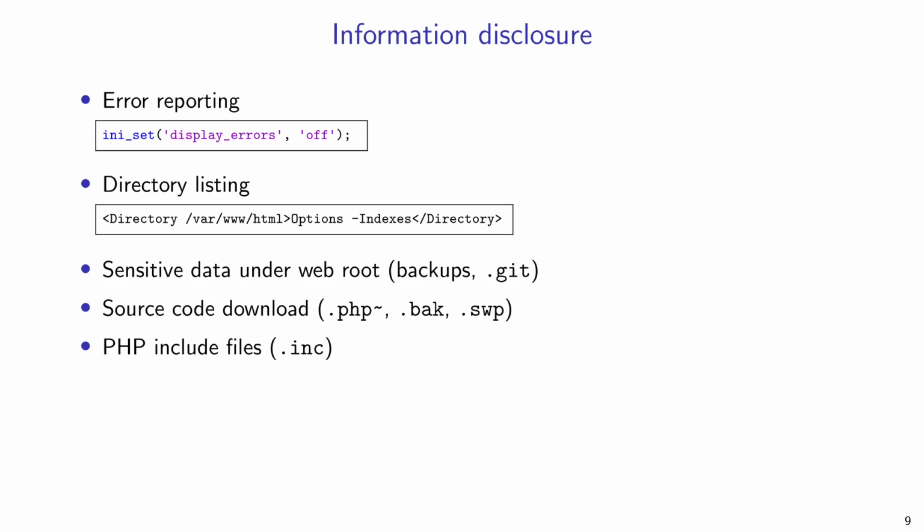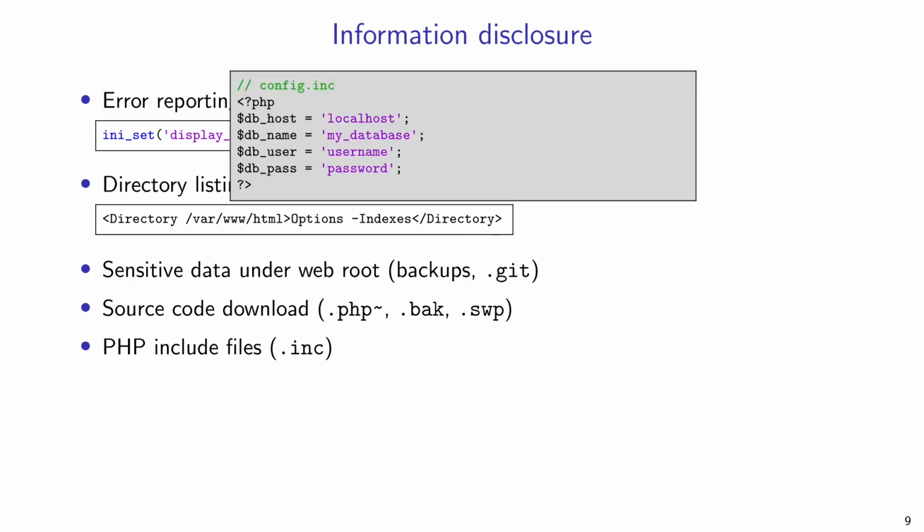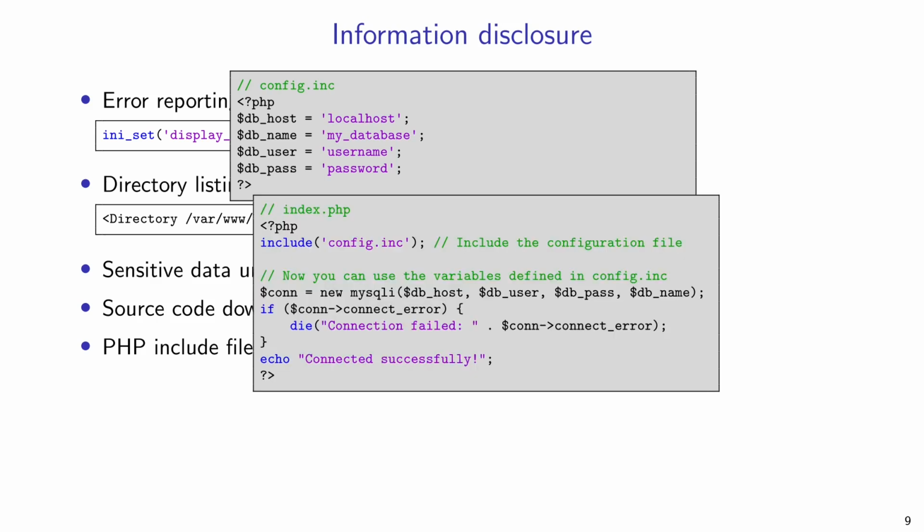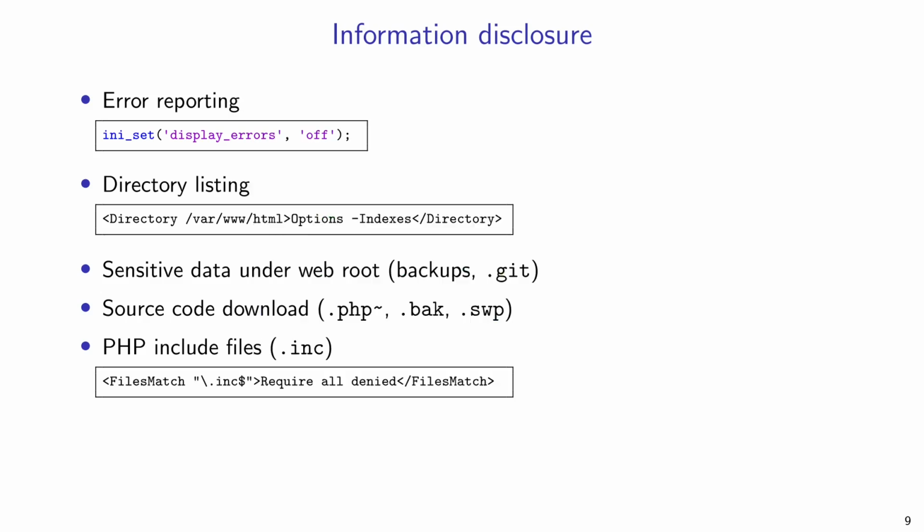Then there are PHP include files, usually with a .inc extension, where PHP applications commonly store reusable code and configuration. For example, storing database credentials in a config.inc file, and then including that file in other PHP files. So the best practice is to store these include files outside the web root, but if that is not possible, the server should be configured to block direct access to .inc files.